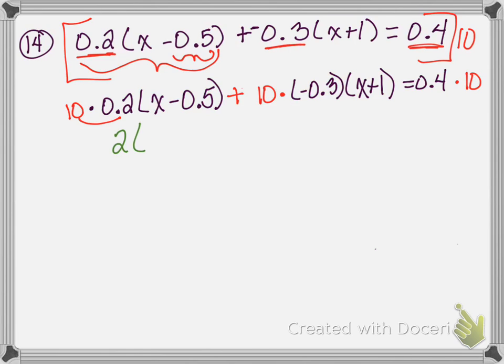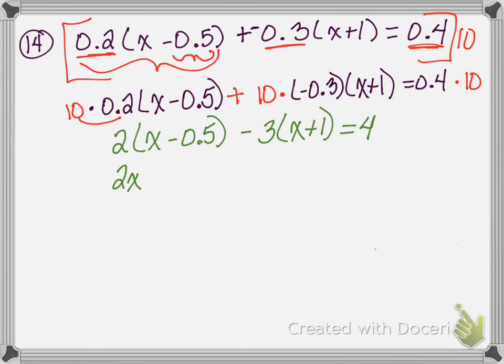So I have 2 times x minus 0.5. 10 times negative 0.3 is going to be negative 3 times x plus 1. 0.4 times 10 is going to be 4. Okay? When I distribute the 2, that's going to get rid of my 0.5. 0.5 is a half. So when I say 2 times x, I get 2x. What's 2 times a half? 1. So I get minus 1 here.